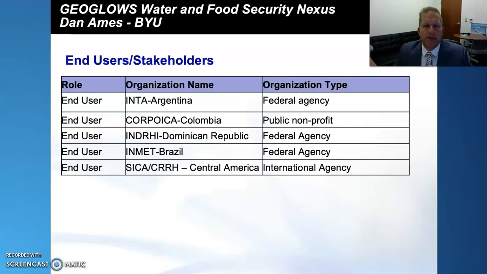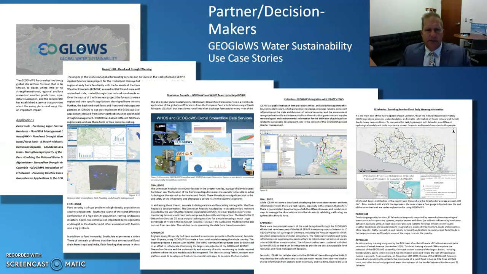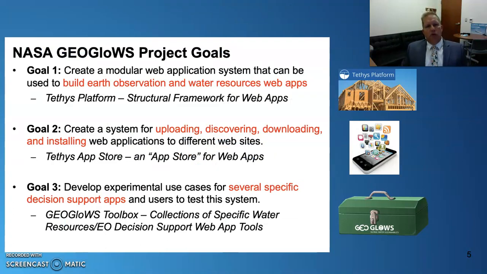Who are our end users and stakeholders? They are water management agencies in Argentina, Colombia, the Dominican Republic, Brazil, and a consortium of agencies in Central America. Some of the needs of these agencies are documented in a recent document that I can make available to you if you're interested, called the GEOGloWS Water Sustainability Use Case Stories. There are other partners of GEOGloWS that have done equally cool and interesting tools and problem solving for other agencies and other countries that are also documented in this GEOGloWS document. Back to our project goals.